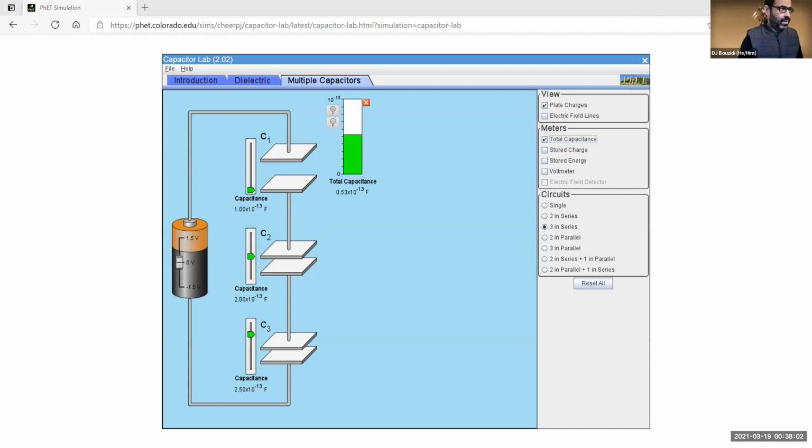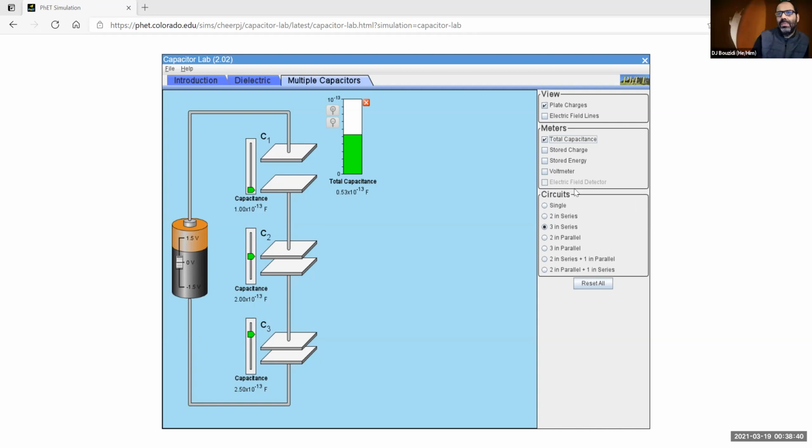Okay, 1 plus 1 over 2 plus 1 over 2.5. Remember, the answer has to be smaller than the smallest of them, which is 1. It's 0.526, according to my calculator, whereas this thing is saying it's 0.53, okay? This thing has 3 sig figs. So this is off, actually, because if I go by the 3 sig figs, it's 0.526. So this is actually slightly over rounded up, okay?